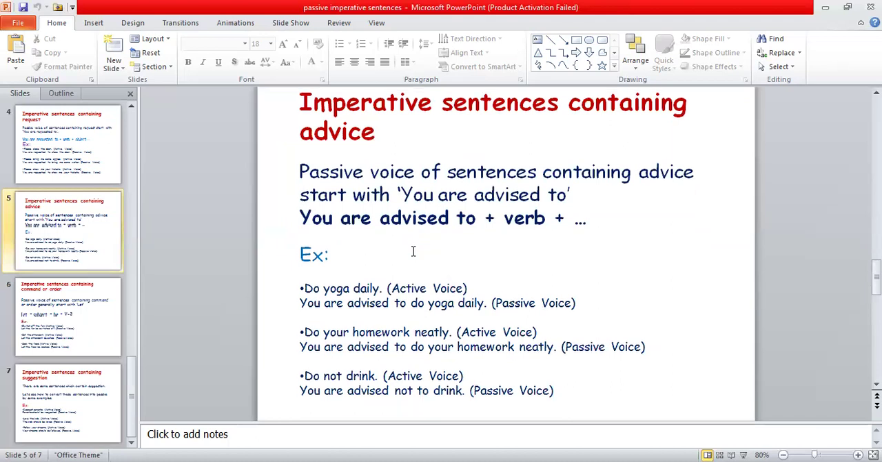Then we have imperative sentences containing advice. So the structure formula to change them from active into passive will be you are advised to plus verb plus object. Suppose you can see in the example, you do yoga daily. So the passive voice will be you are advised to do yoga daily. So in this way, you can change it from active into passive sentence.